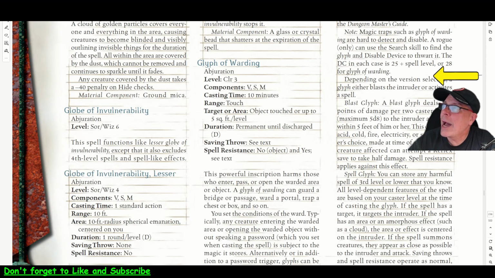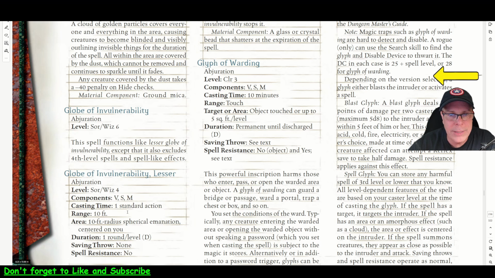And then we have the 3rd edition, which is right here. And there is Globe of Invulnerability and Globe of Invulnerability, Lesser. 4th level spell for the Lesser, 6th level spell for the regular. In 5th edition, there's just Globe of Invulnerability. And again, this spell functions like Lesser Globe, except that it excludes 4th level spells and spell-like effects. So not 5th level spells, and you couldn't upcast it. It was just that. That's what it was.